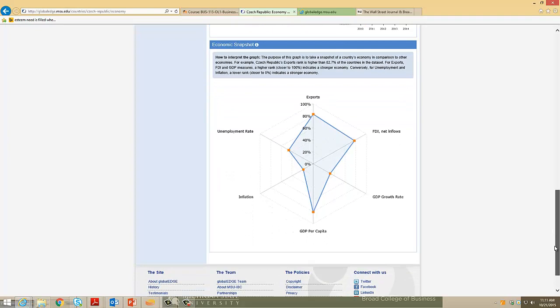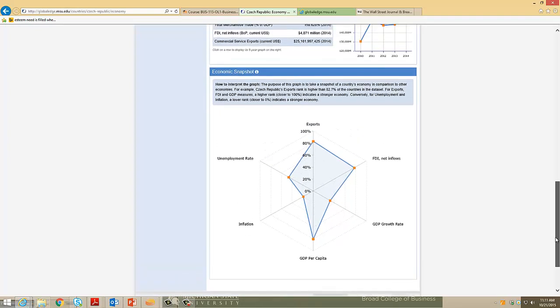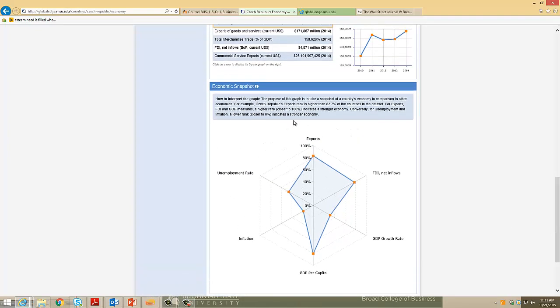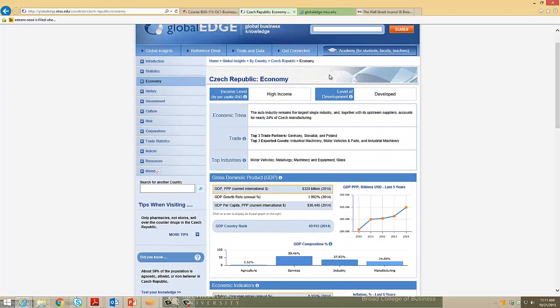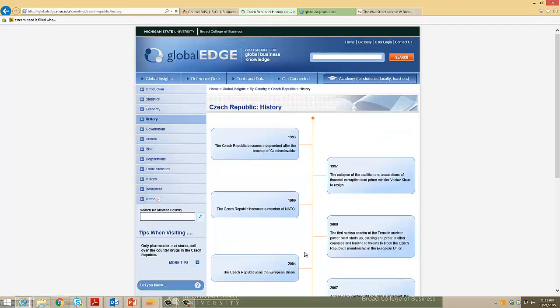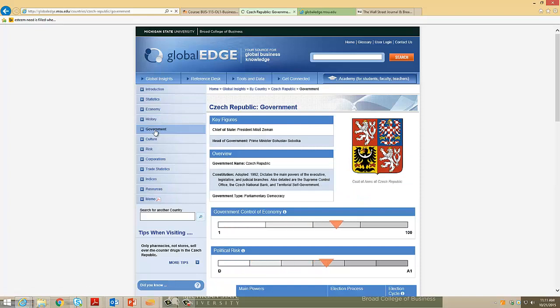A grid between exports, GDP per capita, and inflation. This is really useful if you're comparing two countries. Kind of compare what their snapshots look like. Where is it? Risk. Risk is one of my favorite ones. But okay, so history, this just shows some of the stuff that might be relevant if you're going to be doing business there.